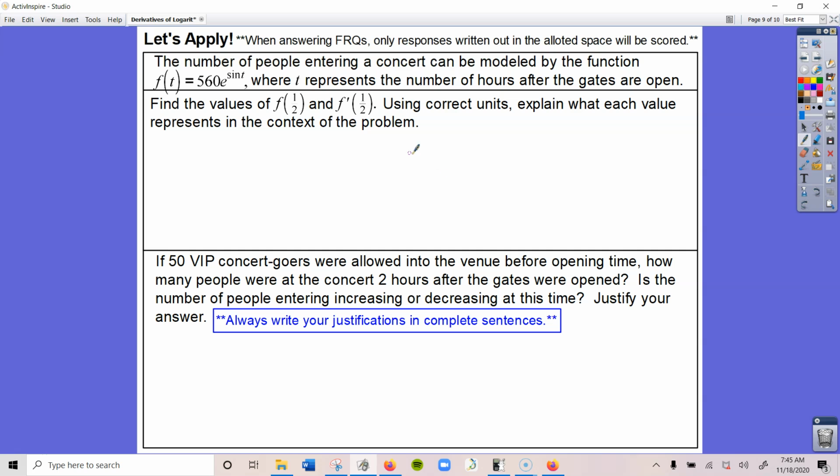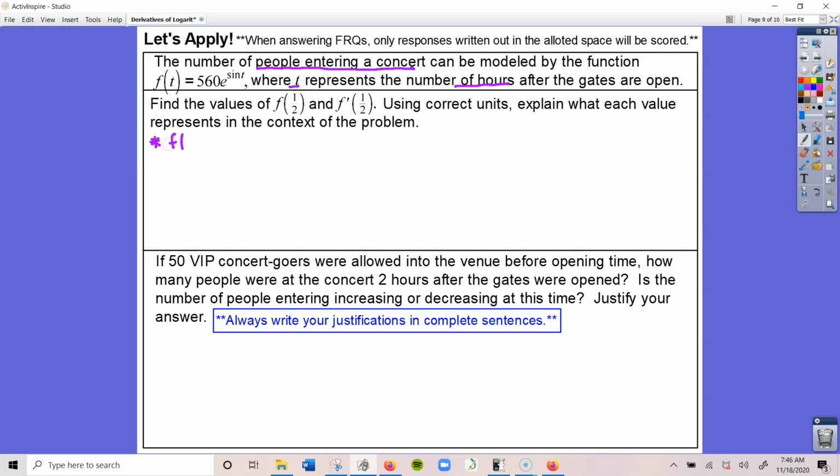So just as a reminder, t represents the number of hours. So if we're plugging in t is equal to 1/2, that means that we're finding out for f of 1/2 how many people have entered the concert, because the number of people entering the concert is f of t, after 30 minutes. For f prime, we're looking at the rate of change. So the rate at which people are entering the concert after 30 minutes. So let's try this out.